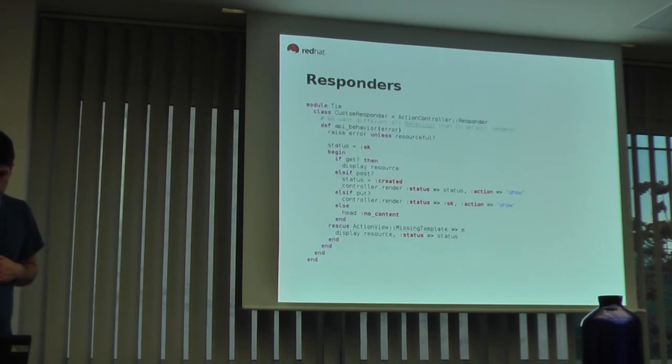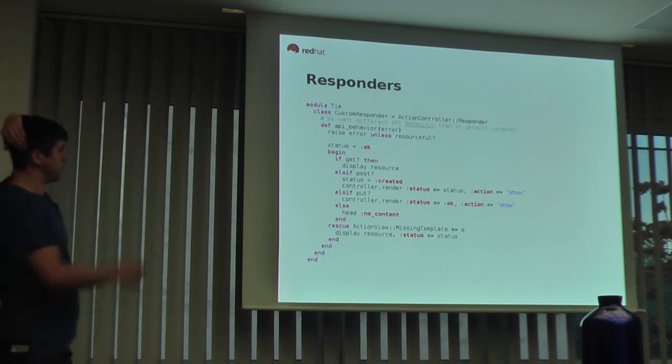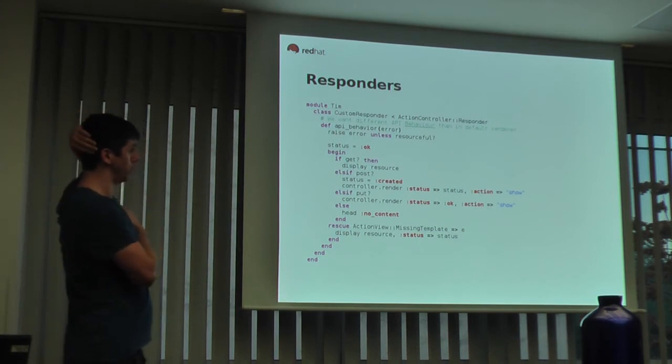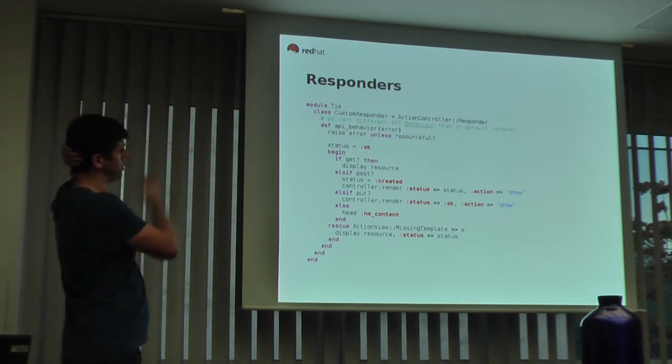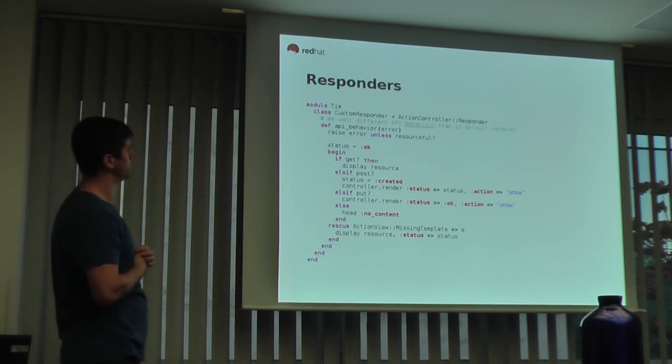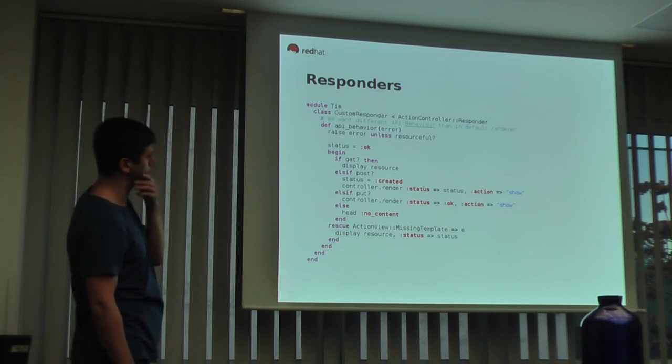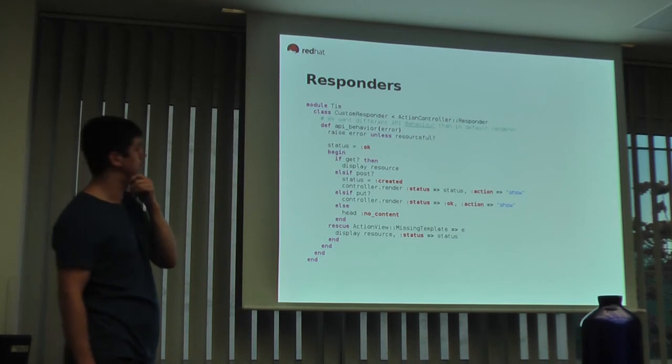We talked about responders as well in the last talk. In TIM, this is one of the things that we needed to get the API to behave how we wanted to. So we overrode basically the API behavior method in the action controller responder. And then we set this custom responder in our application controller. So essentially here we're rendering the show view rather than the default, which I can't remember.